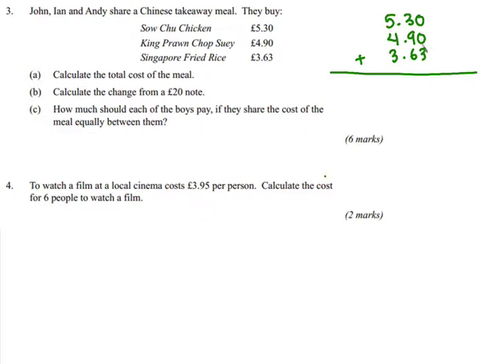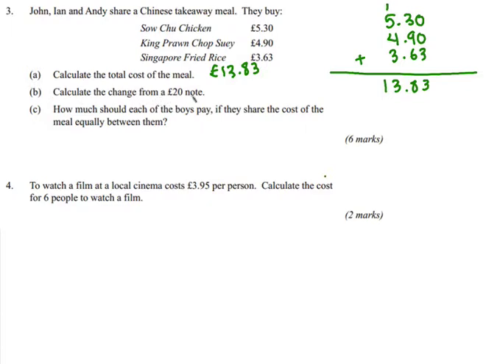0 plus 0 plus 3 is 3. 3 plus 9 is 12. 12 plus 6 is 18. Carry the 1. Decimal points are aligned. 1 plus 5 plus 4 plus 3. Well, 1 plus 5 is 6, plus 4 is 10, plus 3 is 13. So the total cost of the meal is £13.83.